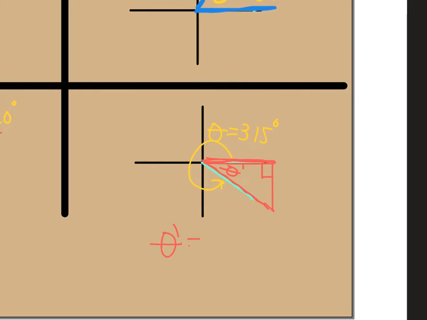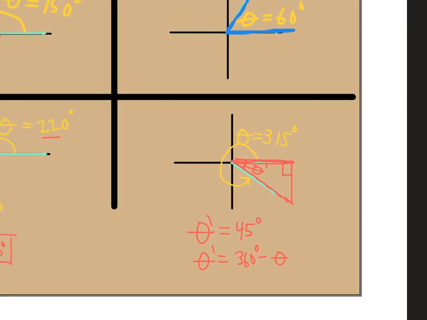What would the measure of that angle be? How far short of going around the full circle are we? So the full circle is 360, right? We only went 315. We were 45 degrees short. That would be the measure of this angle right here. So the rule for quadrant 4 is always 360 minus whatever the angle is. Okay, 360 minus 315 in this case.